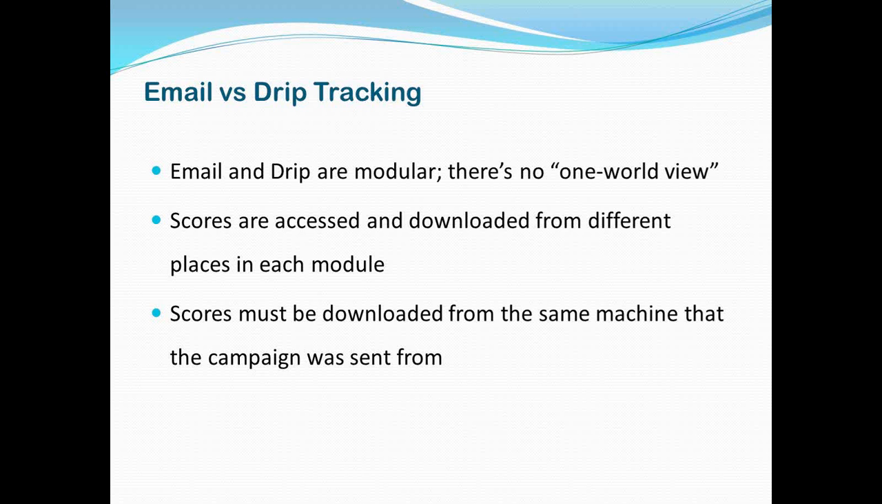So if you do move to drip marketing, your scores for both programs are accessed in a different part of the program. They're downloaded from different places. And as a good best practice, whoever sends the email should be the one who downloads the scores. Sometimes we have found if one person sends it and another person downloads scores, some of the scores go missing and they're not retrievable. So just keep everything consistent on the one machine that you use.